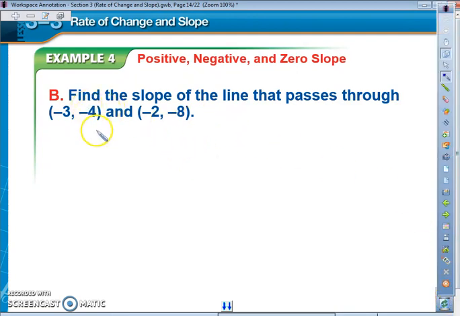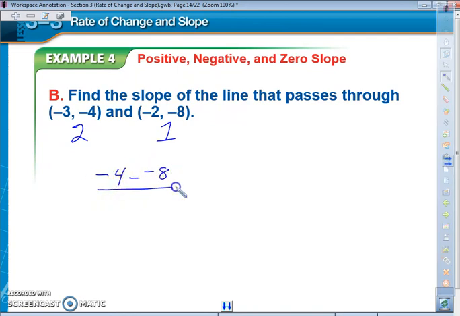All right. Okay. Find the slope that passes through this. Again, I'm going to say that this one's point 2 and this is point 1 right now. Okay. So -4 minus -8 over -3 minus -2. And that looks like plus plus. It's going to be 4 over -1, which would equal a slope of -4.